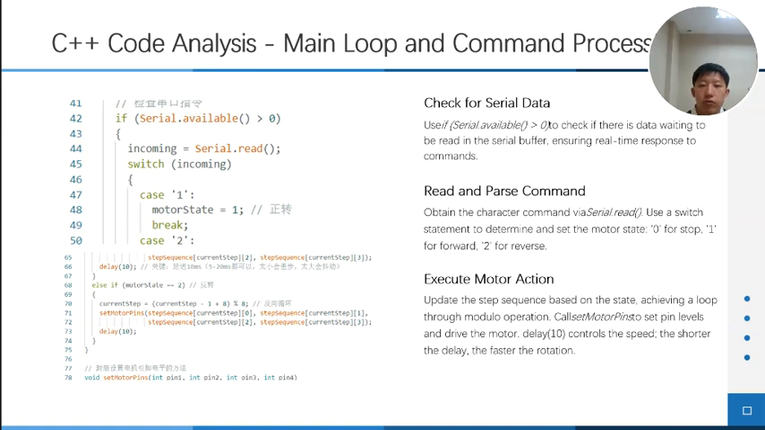corresponding to stop, forward, and reverse respectively, and sets the corresponding motor step. Finally, according to the motor step, the program calculates which bit in the driving sequence should be executed next. Then it sets the motor pins to rotate the motor. The delay 10 here is used to control the speed with a delay of 10 milliseconds, which can be adjusted as needed.